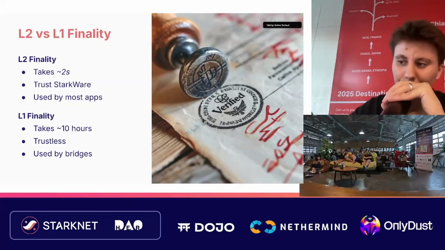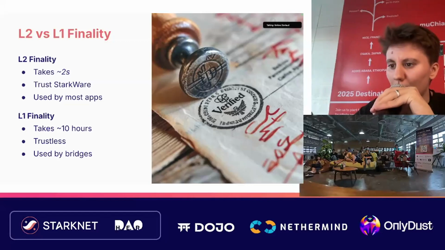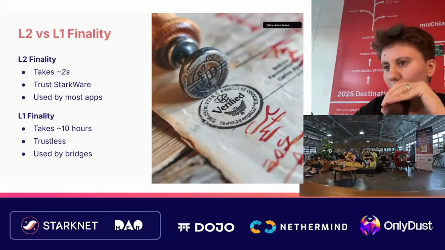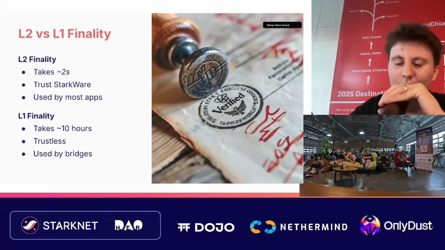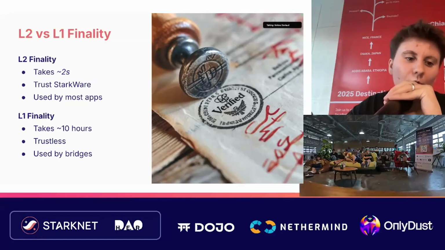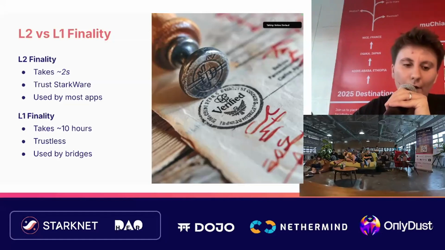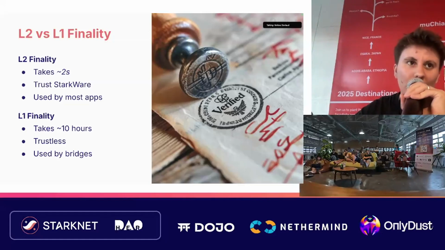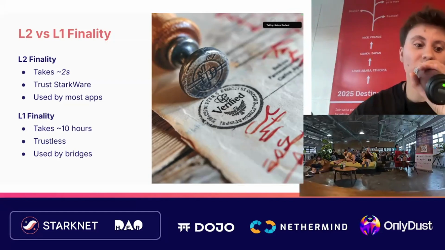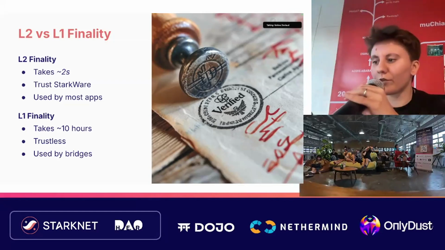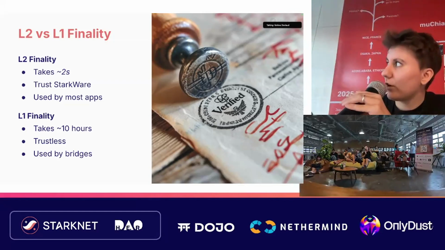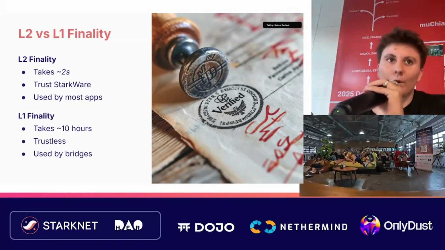And more related to layer 1: the layer 1 finality is completely lossless. It's important to know that. It takes around 10 hours to be pushed into the Ethereum network. And it's more used by bridges to extract data this way.